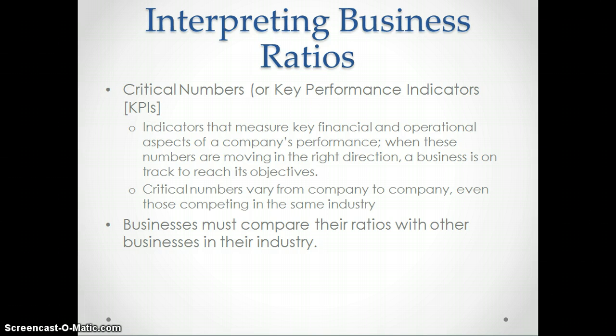An important factor is critical numbers, or key performance indicators, KPIs. These indicators are used to measure key financial and operational aspects of a company's performance. When these numbers are moving in the right direction, a business is on track to reach its objectives. Critical numbers vary from company to company, even those competing in the same industry. Businesses must compare their ratios with other businesses in the industry in order to measure whether they're actually being successful when it comes to the competition.